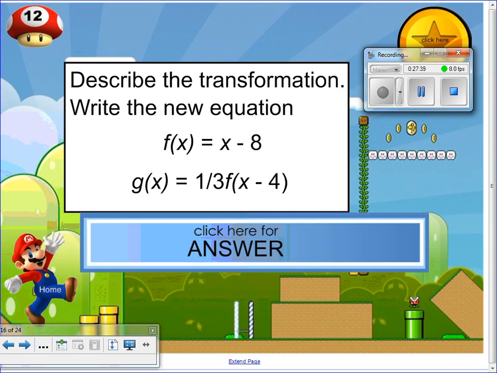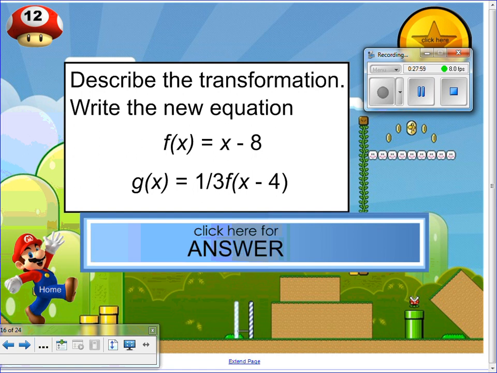Okay, now this one wants us to describe the transformation and then write the new equation. So we have two transformations happening here. We have a vertical compression by 1/3, and then we have a horizontal shift to the right 4. To write the new equation, again, we're going to follow order of operations.